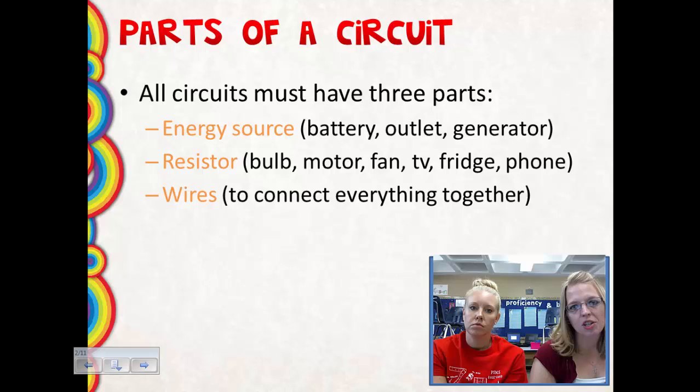They will have an energy source, so they're going to have something that actually provides the electrical energy for the circuit, such as a battery, an outlet, or a generator. Then you have to have a resistor. So a resistor is what actually then utilizes that energy. So it can be a bulb, a motor, fan, TV, anything that takes in that energy and then does something with it. And then finally, you need wires to connect it all together. So wires just connect the resistor to the energy source and vice versa.